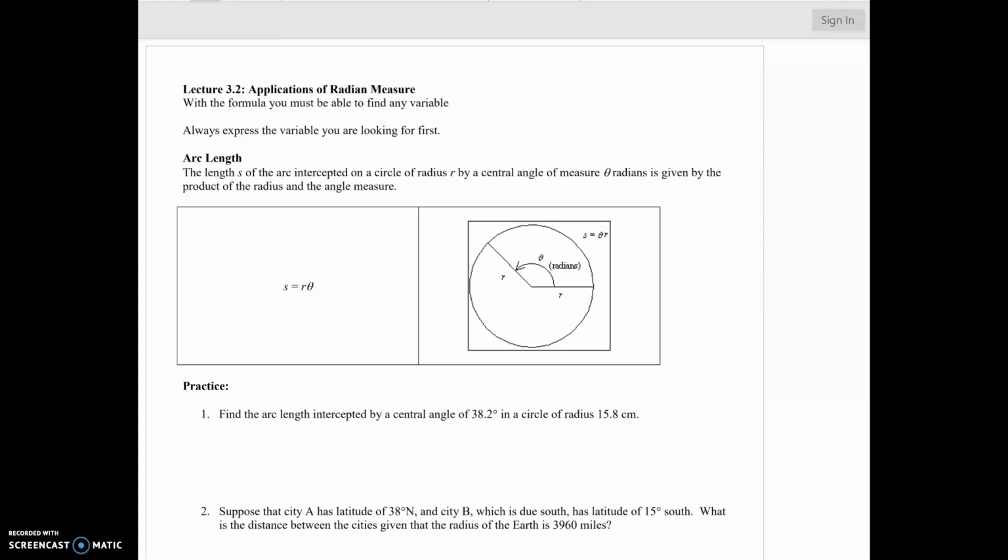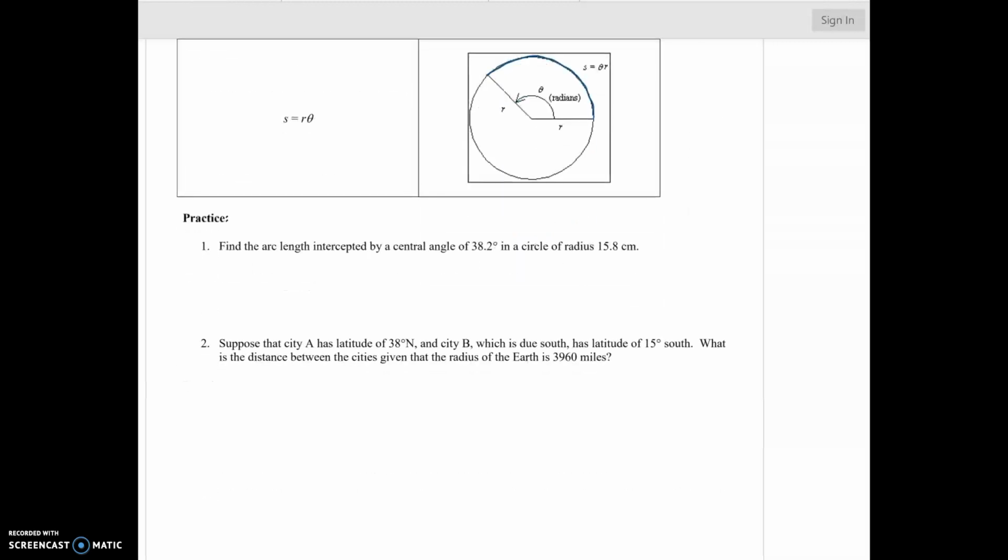Alright guys, so now we are going to talk about lecture 3.2, application of radian measure. With the formula, you must be able to find any variable and always express the variable you are looking for first. So I'd like to remind you the arc length, the length S of the arc, which is this right here, is defined as S equals R theta. Theta is in radians, so remember that theta has to be in radians.